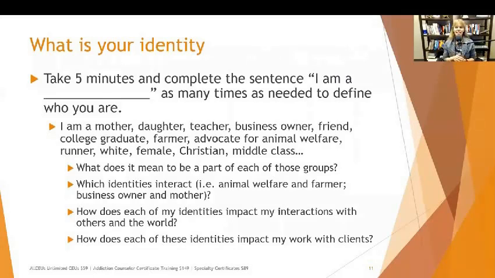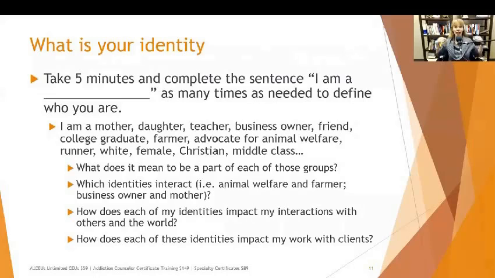And how does each of these identities impact my work with clients? Some of these identities help me really connect with clients, because they're also mothers, they're also farmers or animal welfare people or whatever. And others kind of put us on different pages. Just understanding that, I can appreciate other people's values and approaches in working with them as clinician and client. But I do need to understand how my identity impacts these clients.